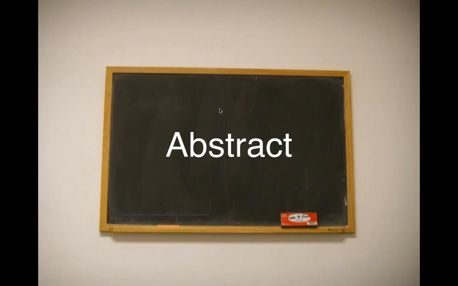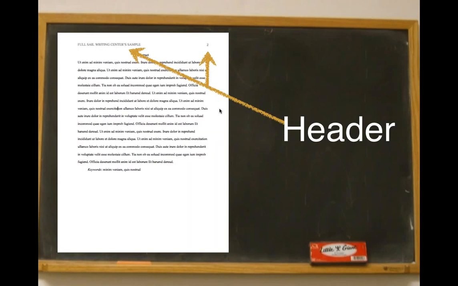Usually abstracts are only included with longer research papers, such as thesis papers. When required, the abstract is a brief summary of your paper that immediately follows the title page. If you're not sure if your paper requires an abstract or not, it's best to just ask the instructor, but usually they will let you know in the assignment guidelines if an abstract is required.